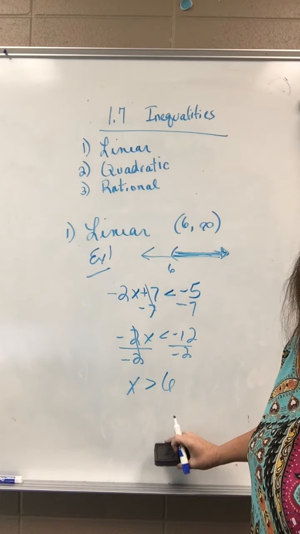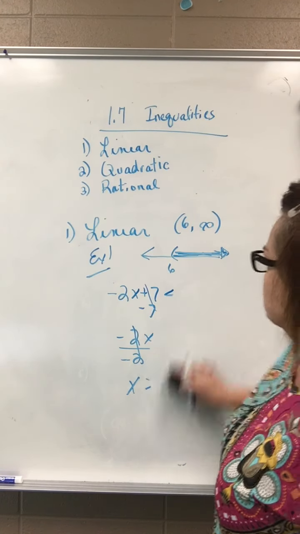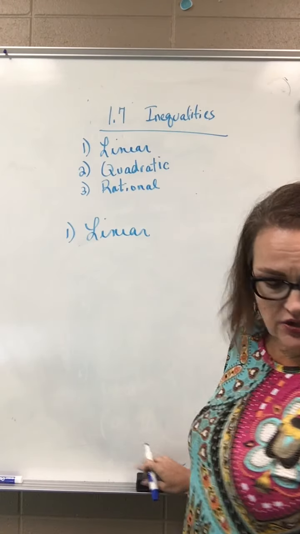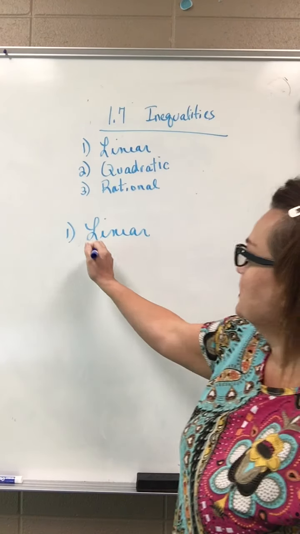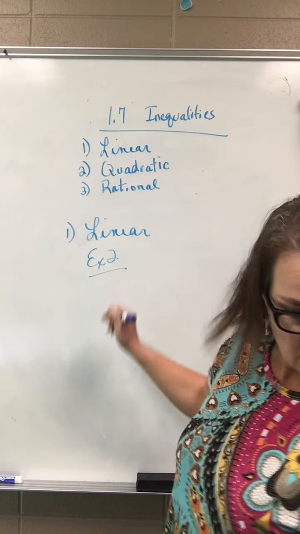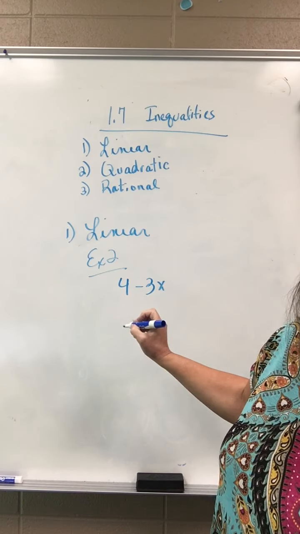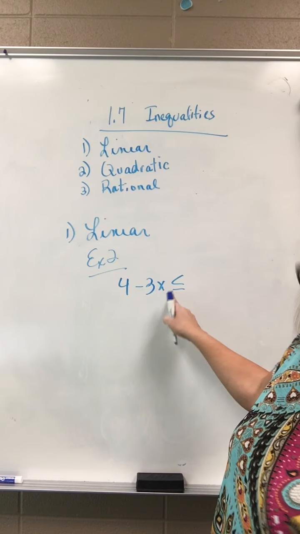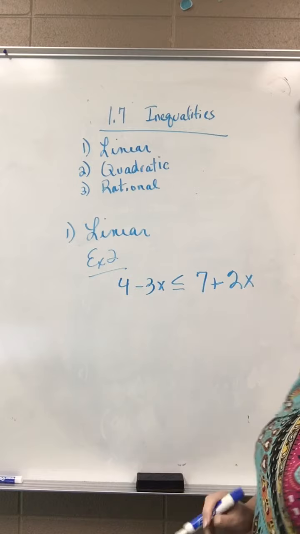All right, next example. Example 2. Still a linear inequality, but it has more going on. Okay, example 2. We see 4 minus 3x less than or equal to, that's that line I was mentioning, we'll use a bracket on this one, and 7 plus 2x.